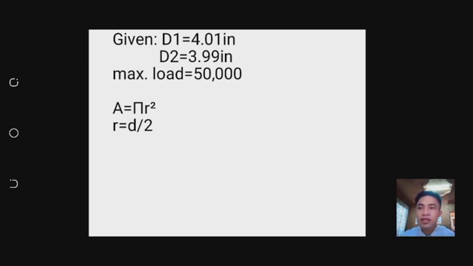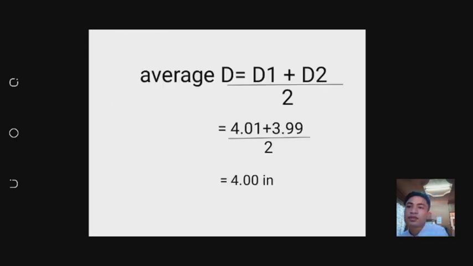First, kukunin muna natin yung area. Ang formula niya is area is pi r squared. So, paano natin makukuha yung r? Yung r is d over 2. Para makuha natin ang average diameter, i-add natin yung D1 plus D2. So substitute natin, so yan yung 4 yung answer natin.